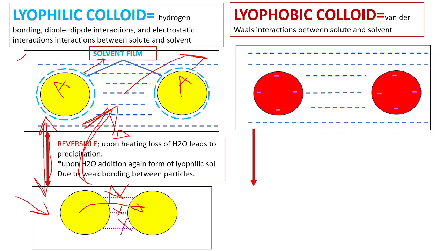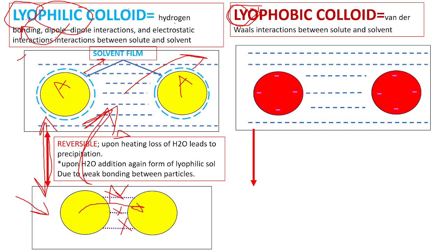Next, lyophobic colloid. See, lyo is nothing but solvent, phobic is nothing but hating. If instead of lyo we add hydro, it is hydrophobic, nothing but water hating colloids. Hydrophilic colloid is nothing but water, philic is nothing but loving. If it is hydro instead of lyo, then it is a water loving colloid.